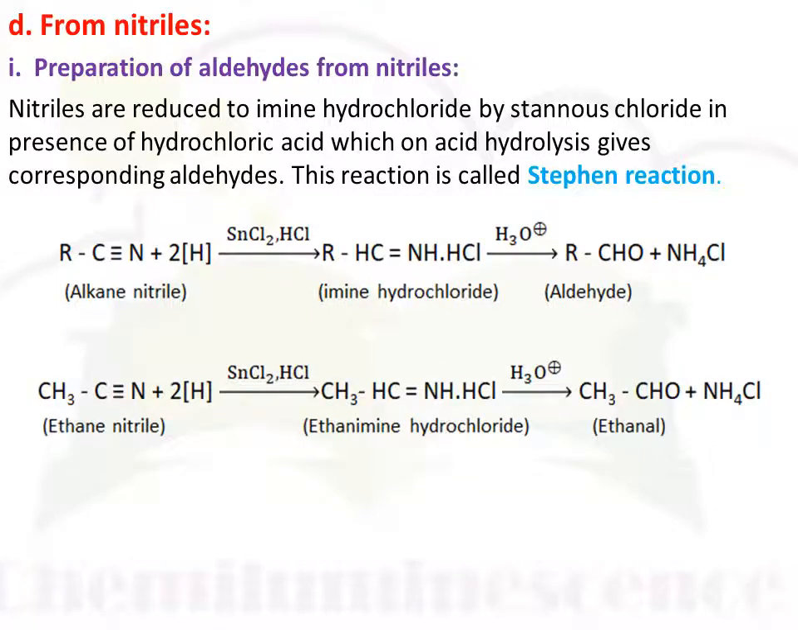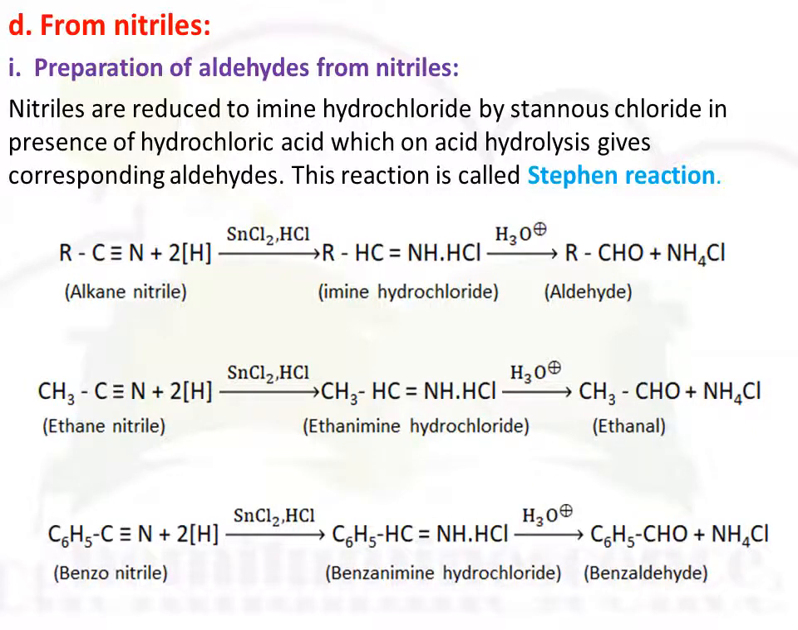Let's see with the help of an example. When ethane nitrile is used as a reactant, on addition of hydrogen in presence of stannous chloride in hydrochloric acid it gives ethanimine hydrochloride. Here also hydrogen is added through the triple bond, and in the next step on acid hydrolysis of this ethanimine hydrochloride, ethanal is formed as a product and ammonium chloride is formed as a side product. Also here, oxygen from water gets combined on this carbon, and two hydrogens from water get combined with this part, giving this product.